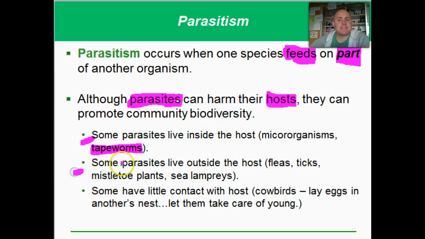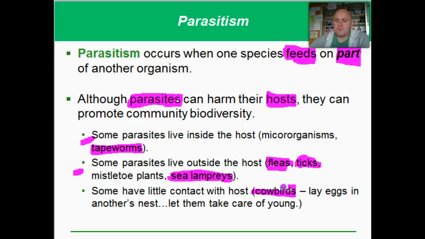Some of these parasites can live on your outside, like maybe if you ever had a tick from being in the woods. I've had a couple in my day. Or maybe you've had some fleas. You've probably never had a sea lamprey. We'll talk about those later on. Those are kind of interesting little creatures. Mistletoe, that was the plant growing on the side of the tree earlier. And then some have very little contact with their hosts at all.